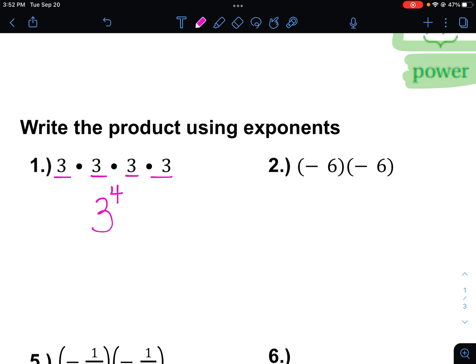When we have negatives, we need to be really careful. If the negative is enclosed in a set of parentheses, we know that negative is going to stay with that number. So we're going to keep it in those parentheses first for the base. We have it times 2, so we have a power of -6 to the 2nd.